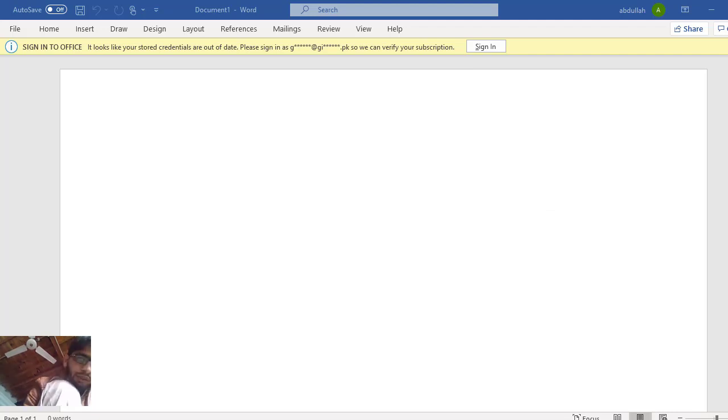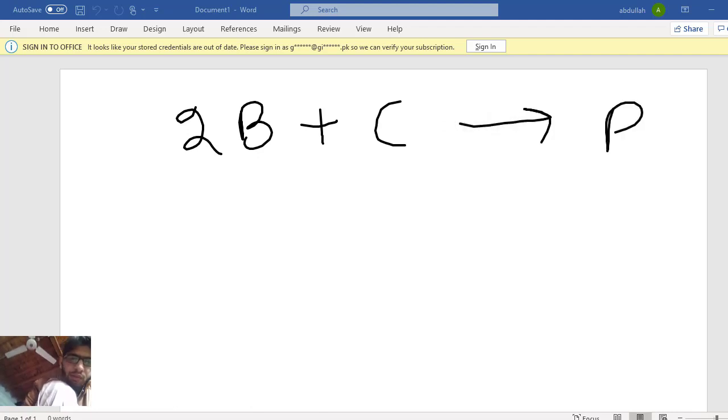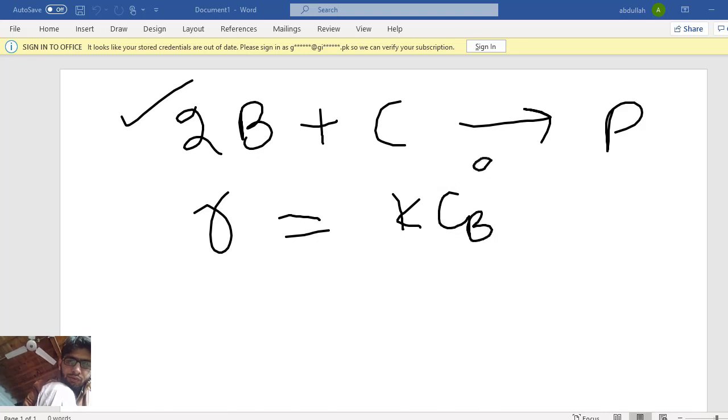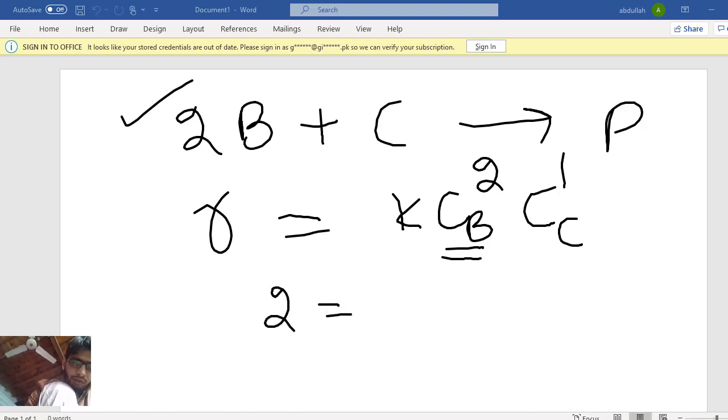Suppose we have another reaction, which is 2B plus C equal to P. Now suppose if this is an elementary reaction, then the rate for this reaction will be k [B]^2 times the concentration of C to the power 1. So the order of reaction with respect to B will be 2. Order is denoted by n. So n is equal to 2 with respect to B.